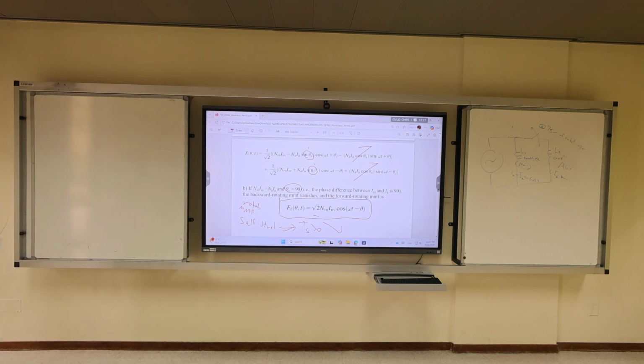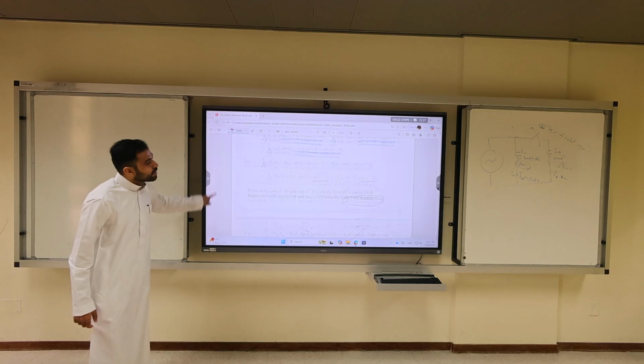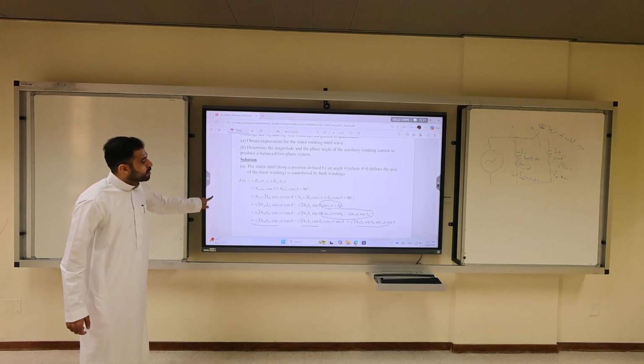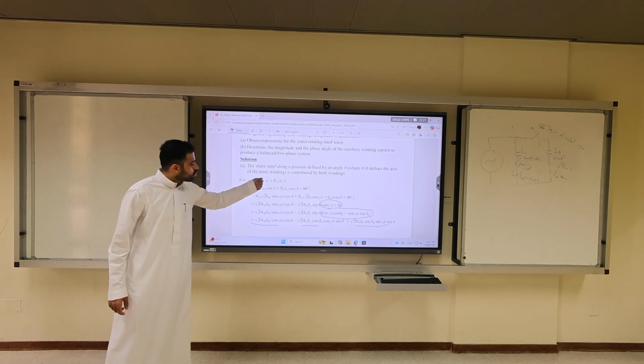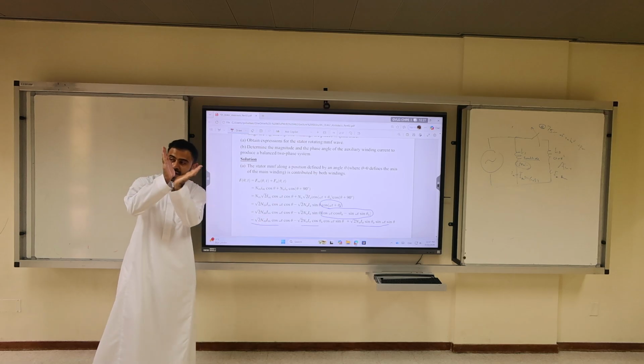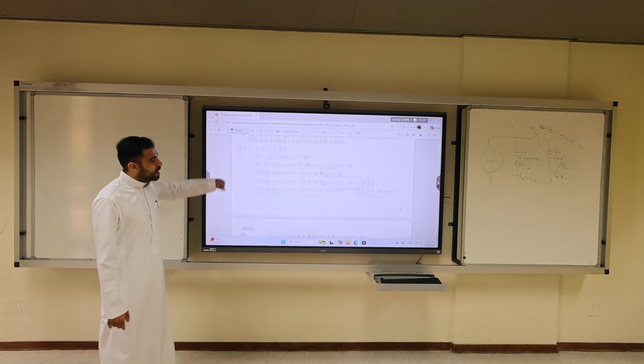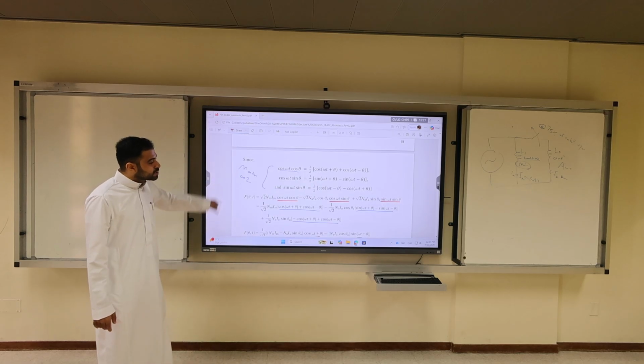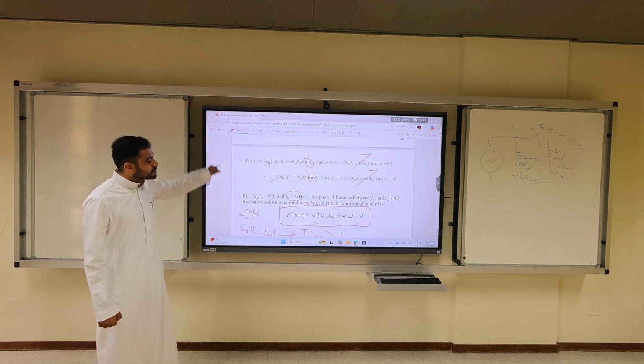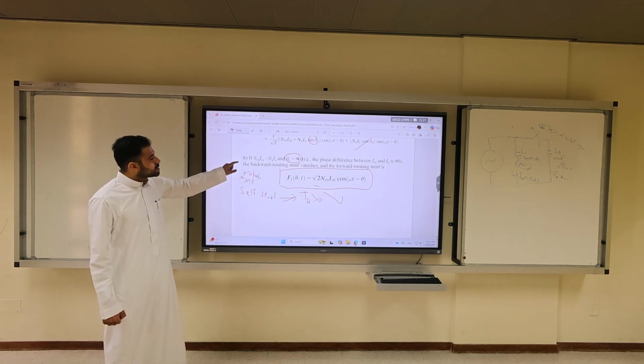Is that clear? This is very important. We simplify the math all the way by adding the main and auxiliary components if they are 90 degrees. Doing the math is not required, but what's required is you need to know the conditions.